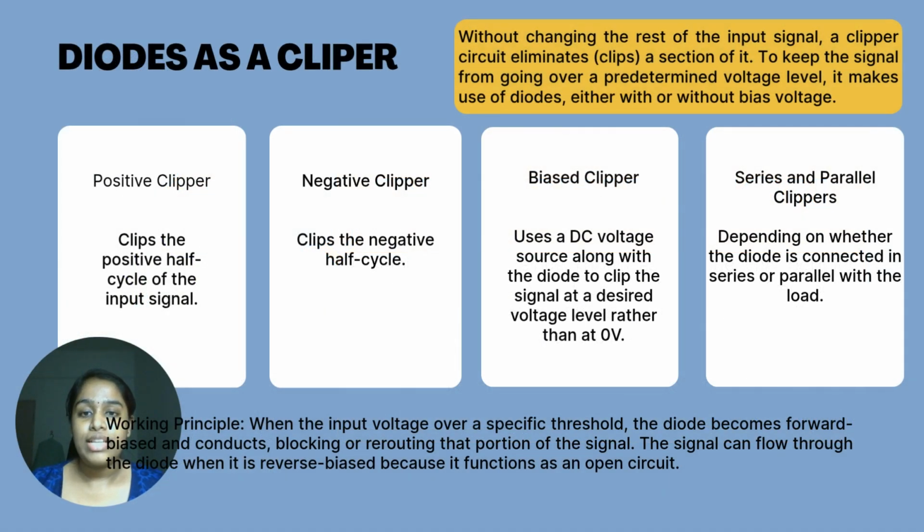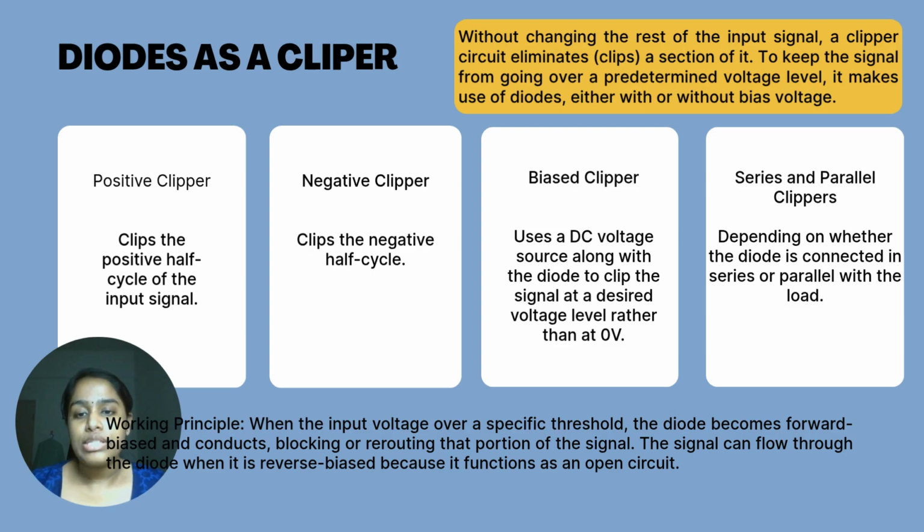So for diodes as a clipper, a clipper circuit clips the signal to keep it from going over a predetermined voltage level, without changing the rest of the input signal. It makes use of diodes either with or without bias voltage. So there are four clippers: positive clipper, negative clipper, bias clipper, and series and parallel clippers.